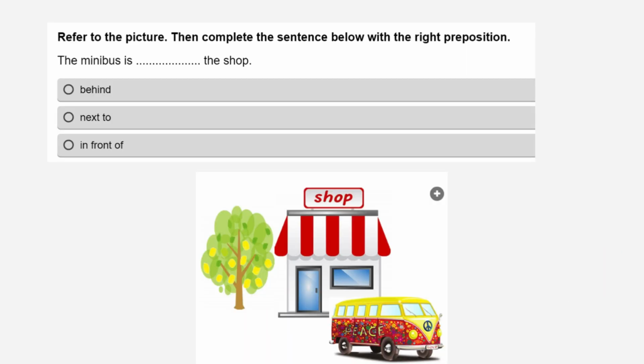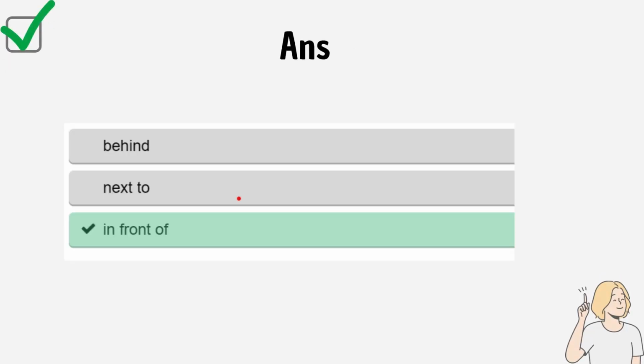Refer to the picture. Then complete the sentence below with the right preposition. The minibus is, the shop. Behind, next to, in front of. Look at the answer.